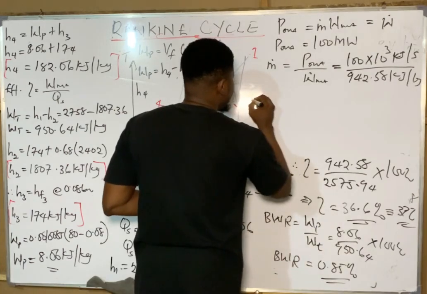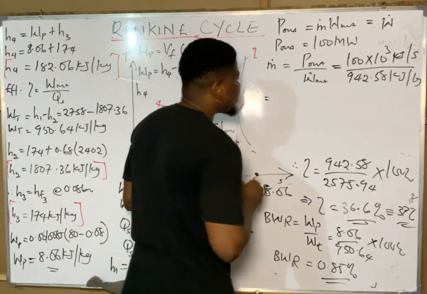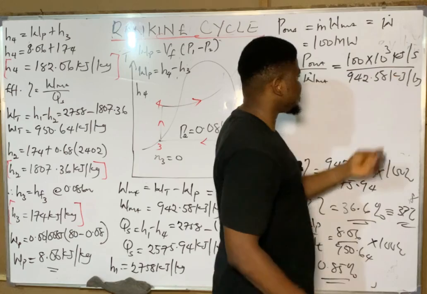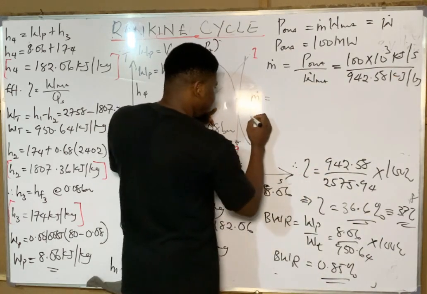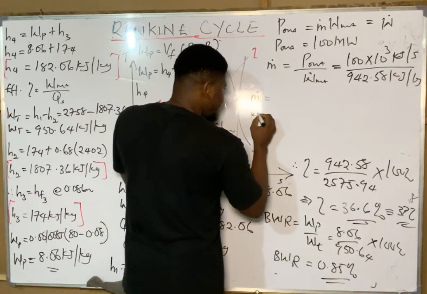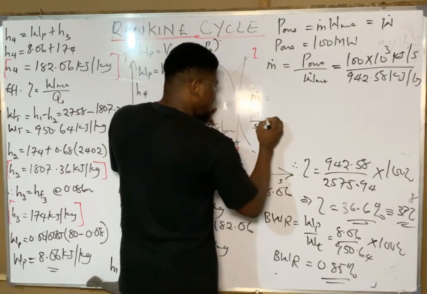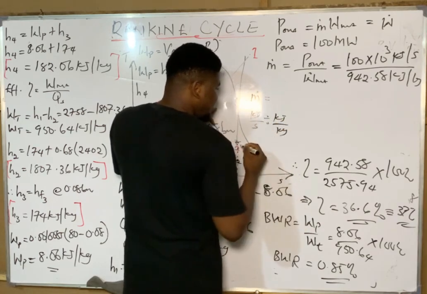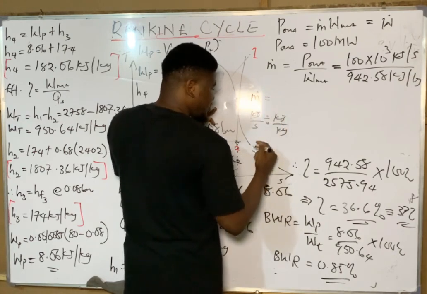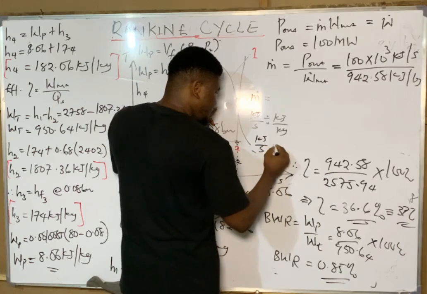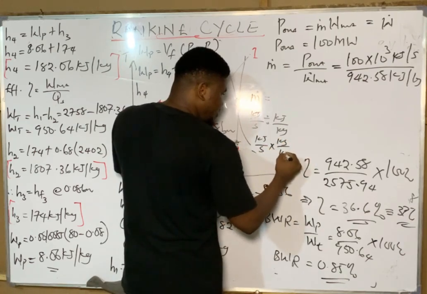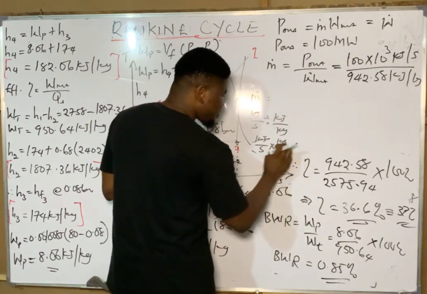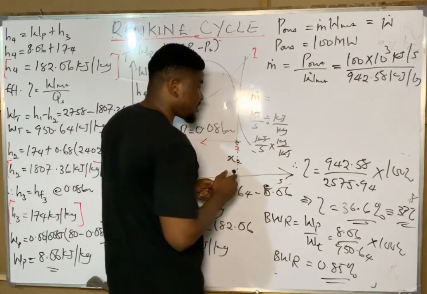So from here, mass flow rate is now going to be, so you observe here, kilojoules cancels kilojoules. We have now kilograms per second. This is how the units are. We're dividing kilojoules per second by kilojoules per kilogram. If we remove this division sign and introduce multiplication, it becomes kilojoules per second multiplied by kilograms per kilojoule. So kilojoules cancels kilojoules, which means the final answer becomes kilograms per second.